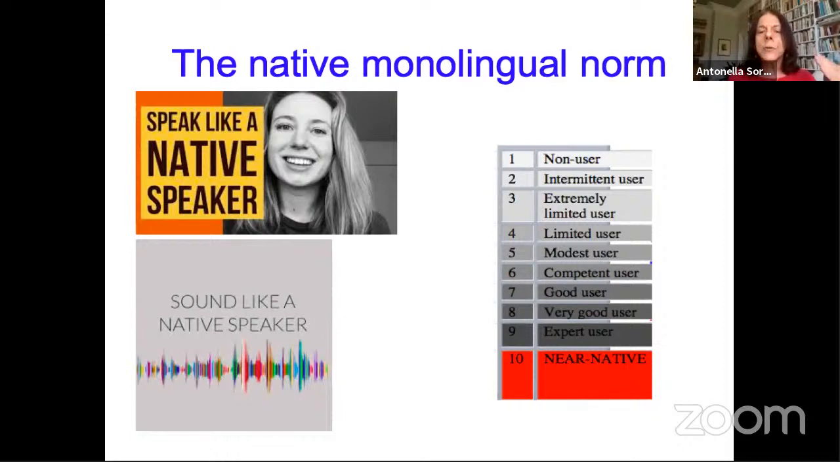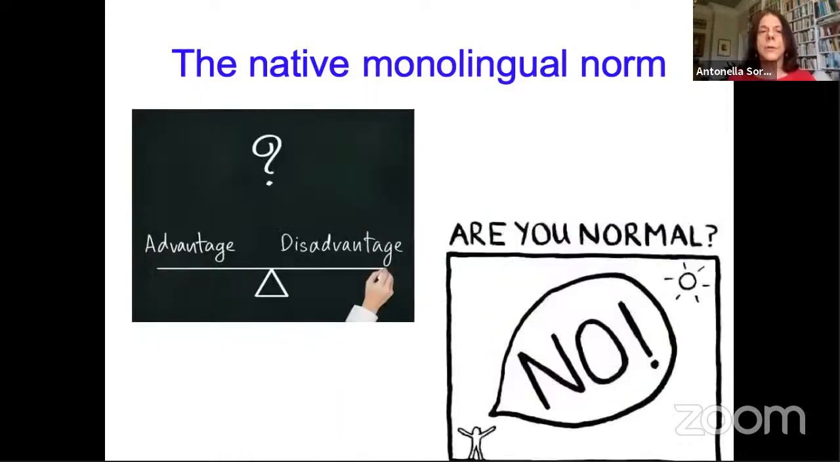So the native monolingual norm, again, is the point of reference for second language learners. When it comes to research on bilingualism more broadly, and not only within linguistics, but also within psychology, cognitive science, there has been a lot of research on the effects of bilingualism on language and on general cognition. So how are these effects defined? They're usually defined as advantages or disadvantages. So we hear about the bilingual advantage. I'll come back to this.